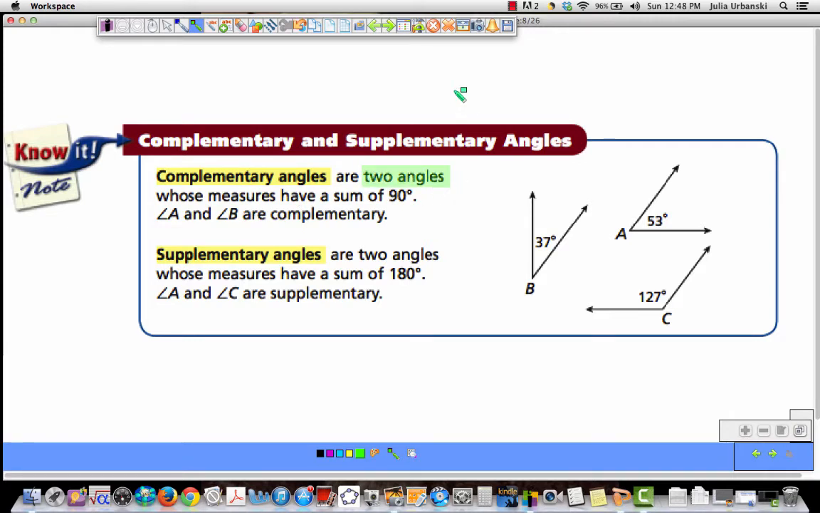Another really important point here is that it's not just an angle that is 90, it's two angles. If you only have one angle that adds up to 90, you're talking about a right angle. To be complementary, you have to have two separate angles that add up to 90. Same thing for supplementary. It has to be two separate angles or else it's just one straight line. But if you have two separate angles that add up to 180, then they are supplementary. They can be side by side, but they can also be separate, just like this.